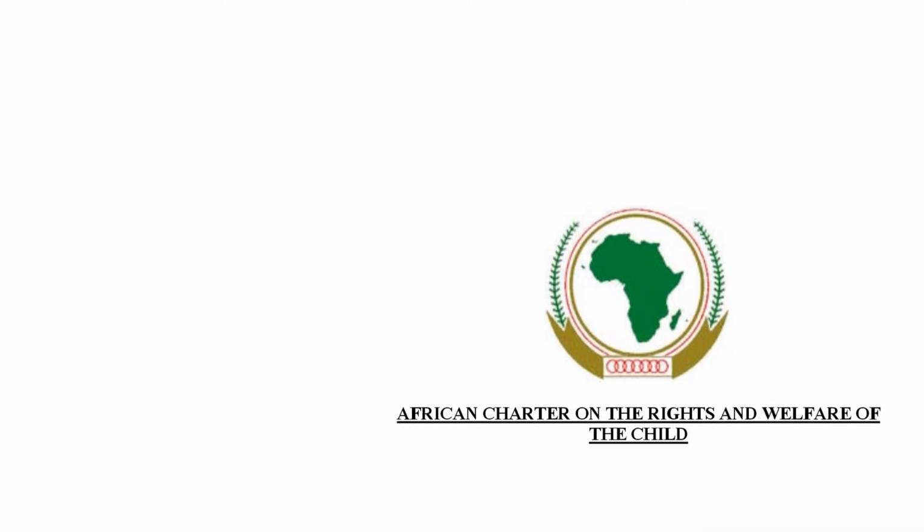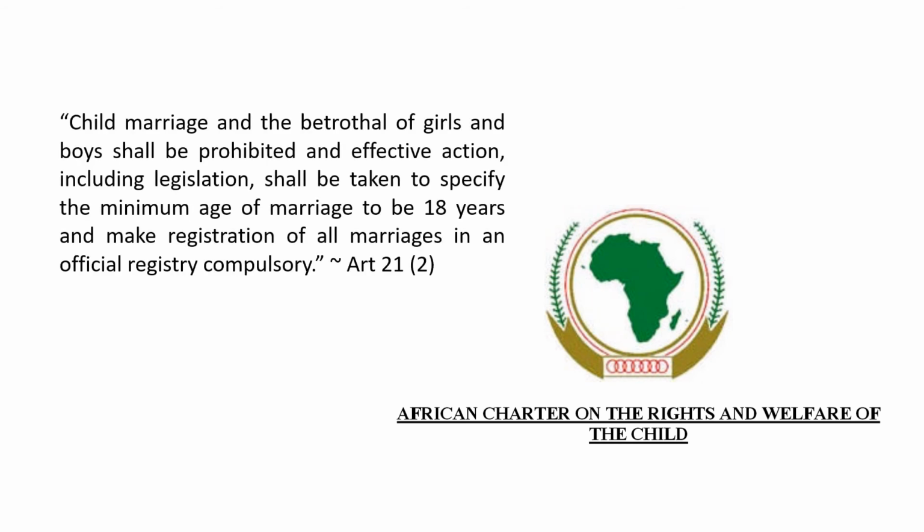While child marriage is a global problem, I want to bring the focus back to Africa. Here we have the African Charter on the Rights and Welfare of the Child. This charter was adopted by many African countries, including South Africa, to focus on the needs and protection of African children. The charter is a regional international instrument and it supplements the more well-known United Nations Convention on the Rights of the Child. According to Article 21(2) of the charter, child marriage and the betrothal of girls and boys shall be prohibited, and effective action including legislation shall be taken to specify the minimum age of marriage to be 18 years and to make registration of all marriages in an official registry compulsory.